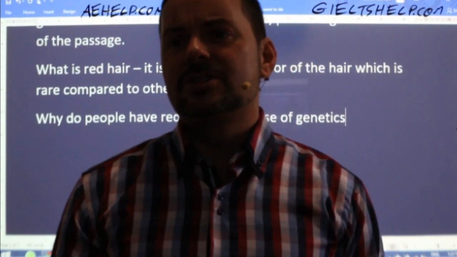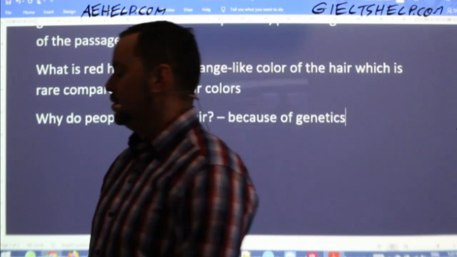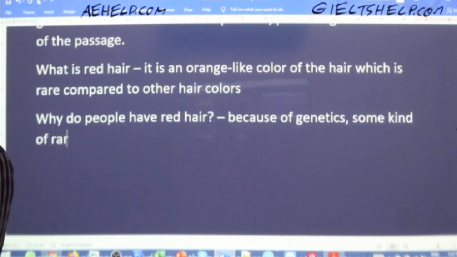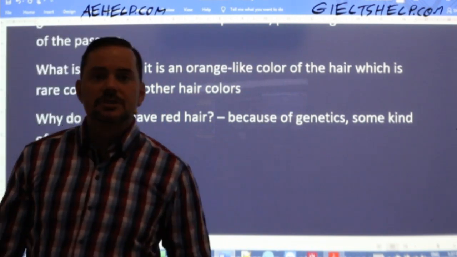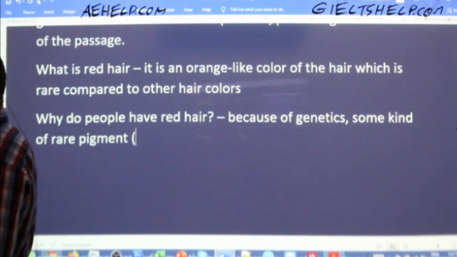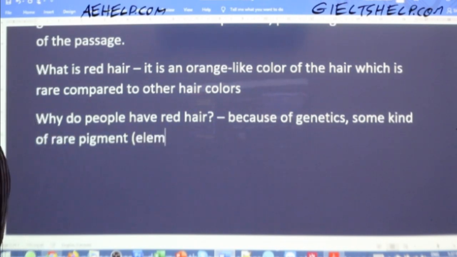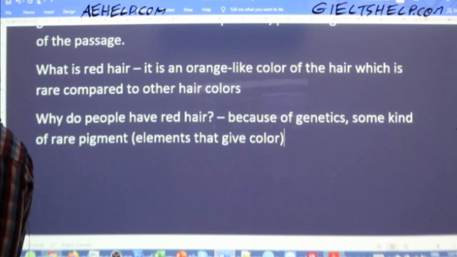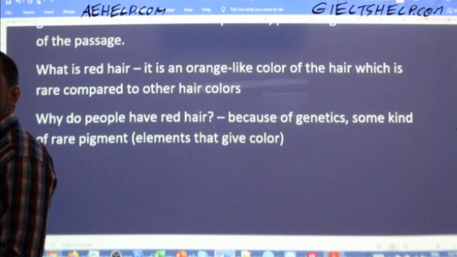Alexander says there's some kind of a rare pigment produced. Okay. Some kind of rare pigment. Okay, good. Pigment, if that's a new word for some of you, those are the molecules or elements that give color. Okay, that's a pigment. It's a nice use of vocabulary, Alexander.